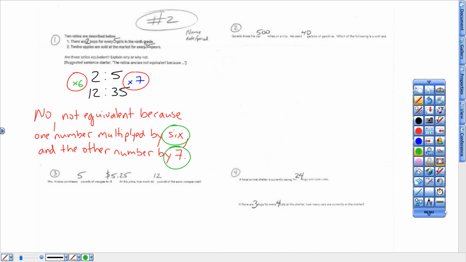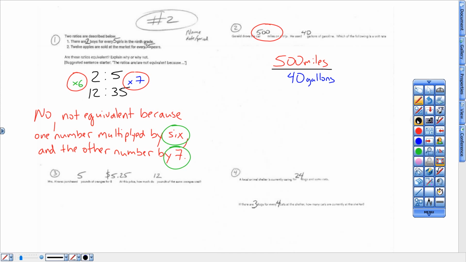All right, number 2, always take the miles for miles per gallon unit rate. Miles goes on top, 500 miles, always on top, divided by, for this unit rate, gallons. It's always miles per gallon. Gallons on the bottom.